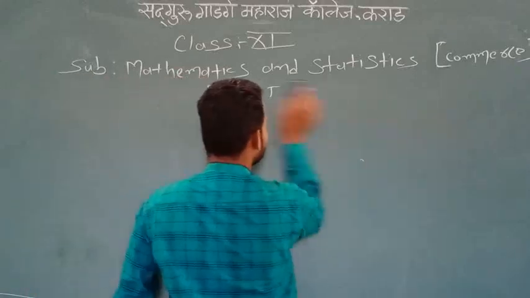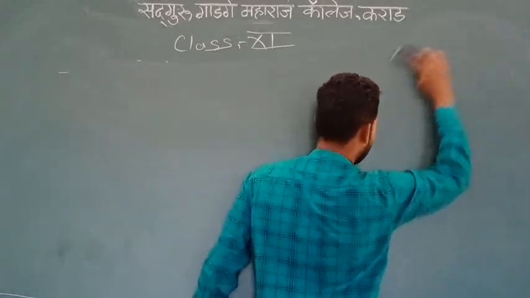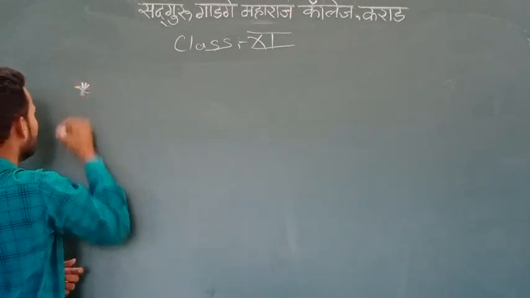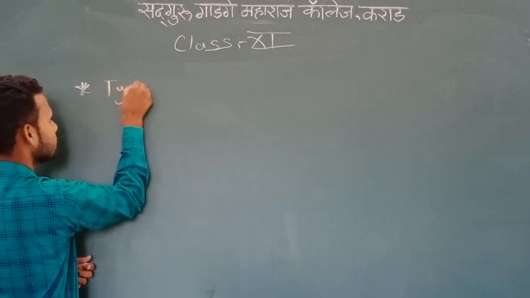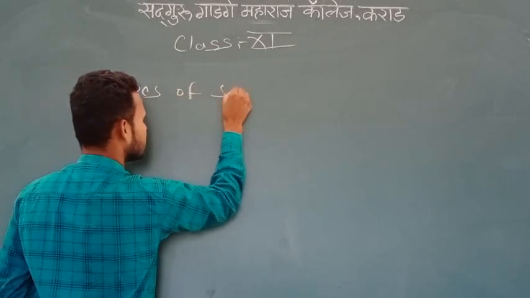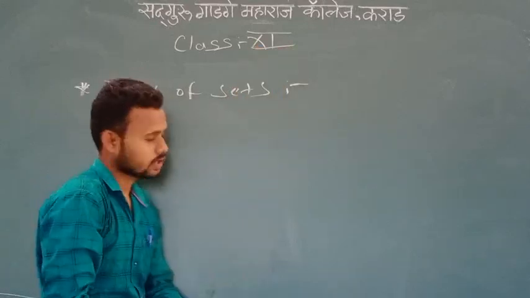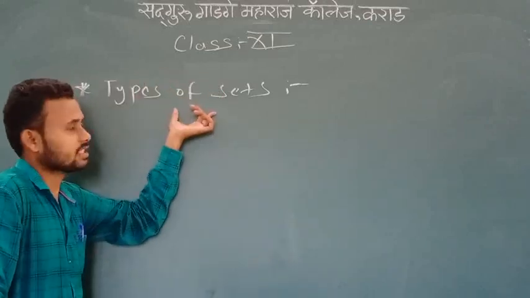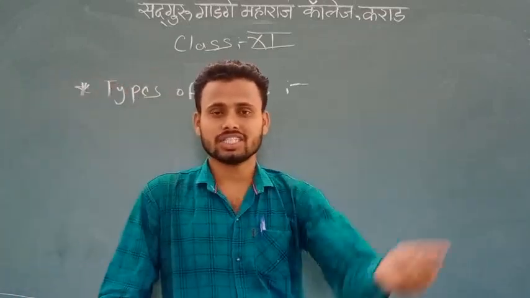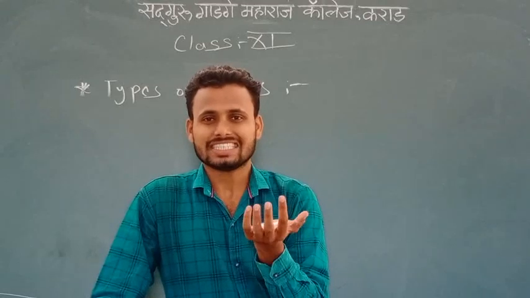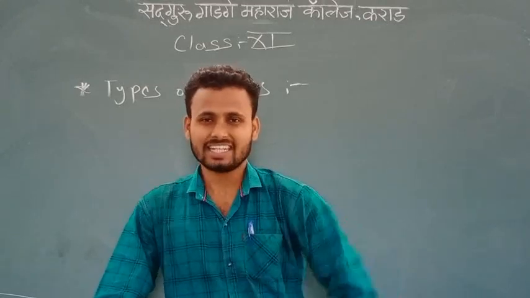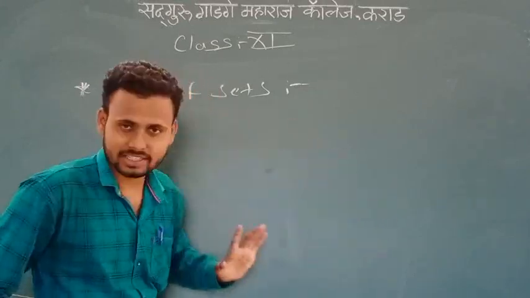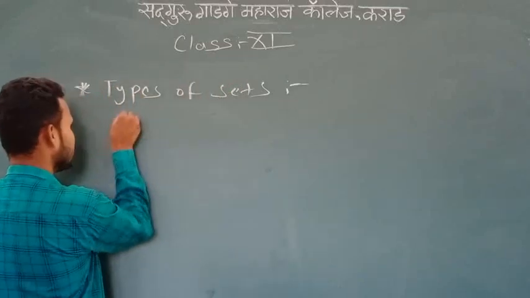Now our next point is types of sets. There are 4 main types of sets. First one is the empty set, second one is the singleton set, third one is the finite set, and fourth one is the infinite set. There are only 4 main types of sets. First one is the empty set.